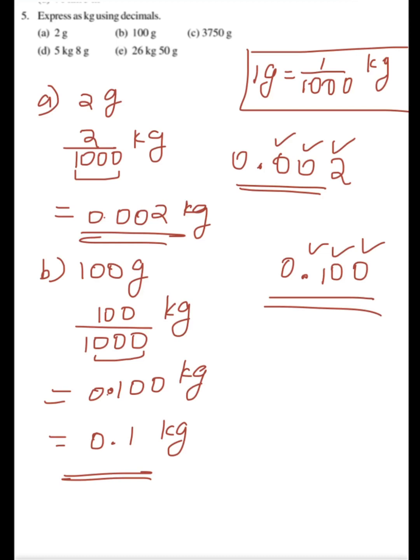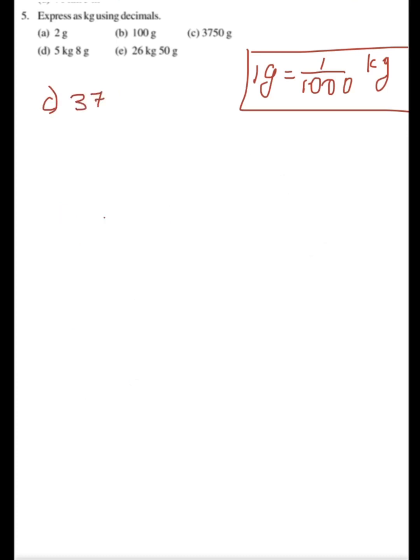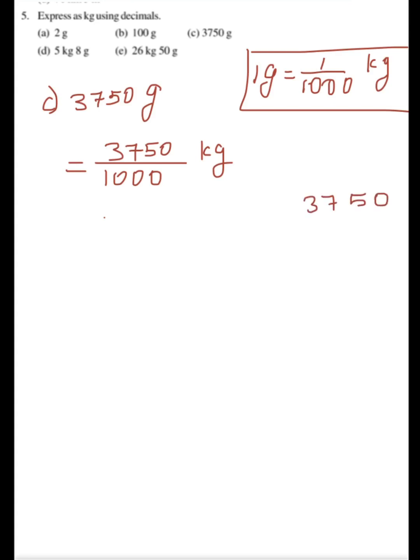Okay. Now let's see C. 3750 grams. So you have to convert it into kilogram. For that you have to divide it with 1000. Okay. Now 3750. Three zeros are there, so after the decimal point 3 numbers, so 1 2 3. So here you can put the decimal point. So our answer will be 3.750 kilogram. Okay.